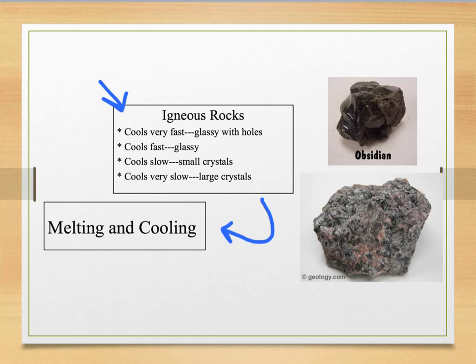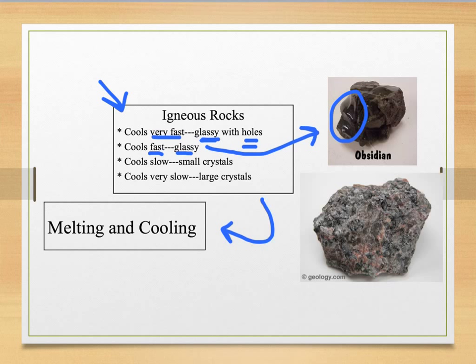We're focused on igneous rock. And the way igneous rock forms is very dependent on how fast or slow it cools. So if we have a rock that cools very, very quickly, it's going to be very glassy in appearance, but it's going to have holes. If it cools just fast, so not very fast, just fast, it's going to be glassy. And we can see that with this obsidian. You can very much tell, even right in here, it's got a very glassy appearance to it.